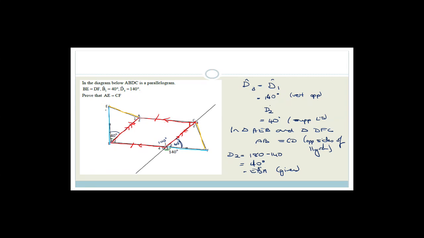And now the other thing that we can say is that EB equals DF, and that's given. I'm going to have to write up here. So we're going to go EB equals DF, and that is given. Therefore, we can say that triangle EBA is congruent to triangle FDC, awesome. And therefore, AE has to equal CF in length.